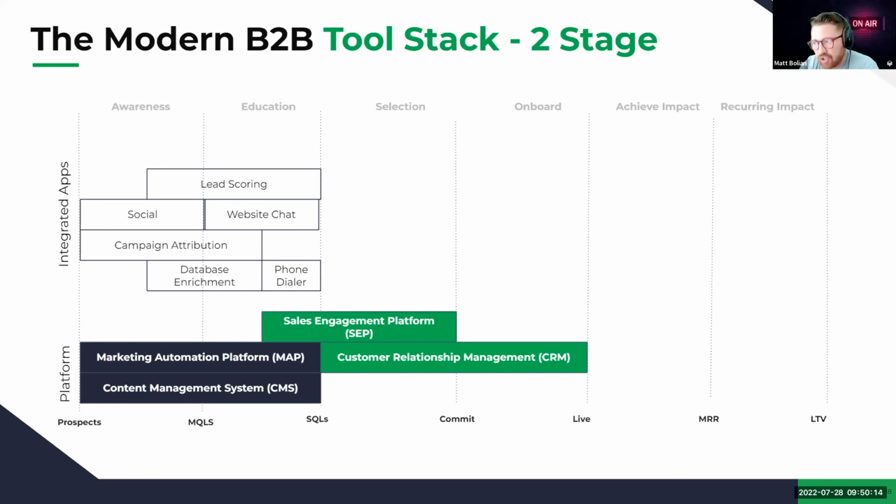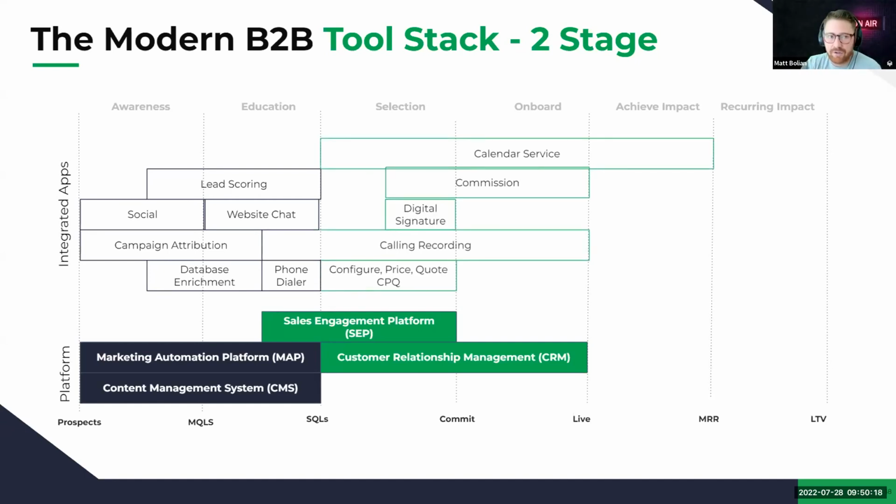I need a customer relationship management, a CRM. And then on the integrated apps, I may need a CPQ or a configure price quote mechanism, like a DealHub or RevOps.io. I need call recording, like a Gong or HubSpot. I need a way to do digital e-signatures. I need a way to create proposals. It would be awesome if I could track commissions. And I need a calendar service so that people can show up to meetings easily, and I can track inside the CRM when these are happening.